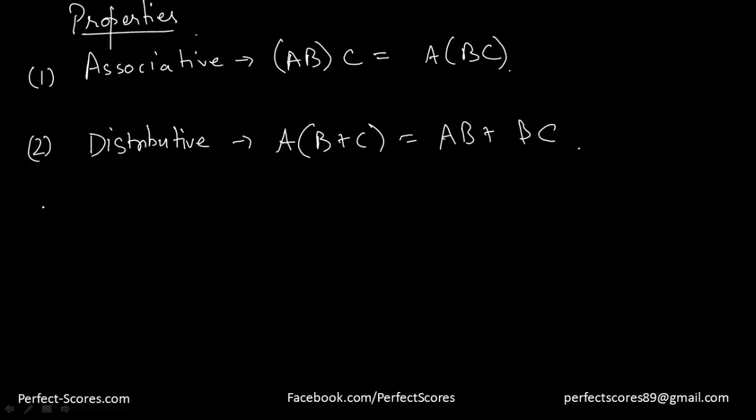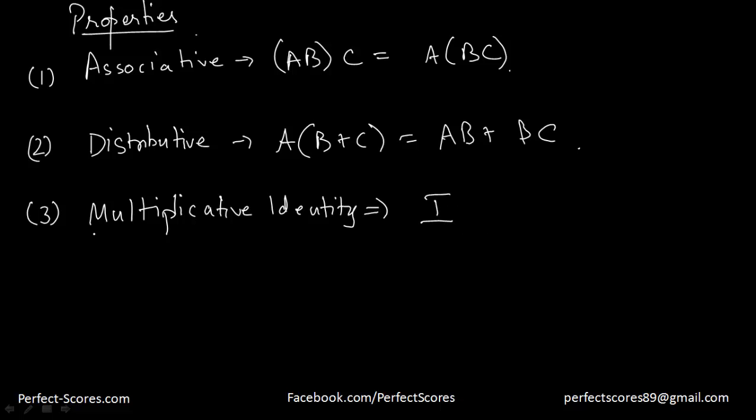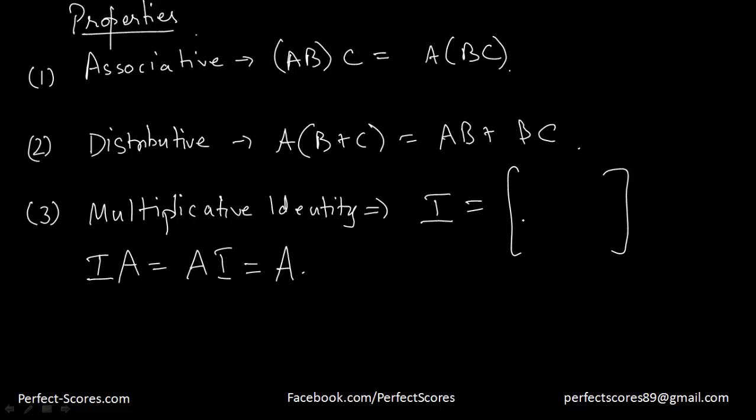And there will be a multiplicative identity as well. So what do you mean by multiplicative identity? Multiplicative identity means that, let's suppose, there is a matrix I of some particular order, such that I into A is equal to A into I, which is equal to A. So I is some sort of a matrix, and I into A would be equal to A into I, which will be equal to A. So that is known as the multiplicative identity of a matrix. This I matrix is known as the multiplicative identity of a matrix.